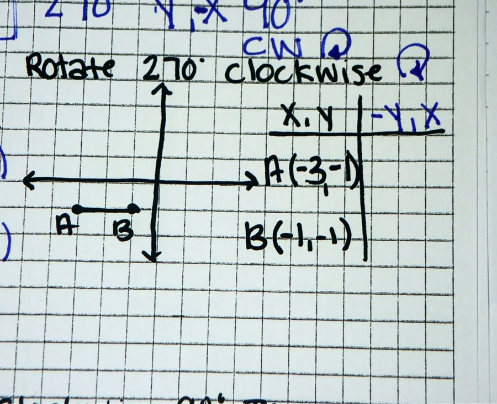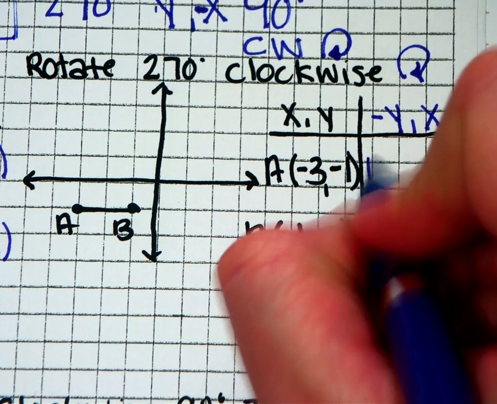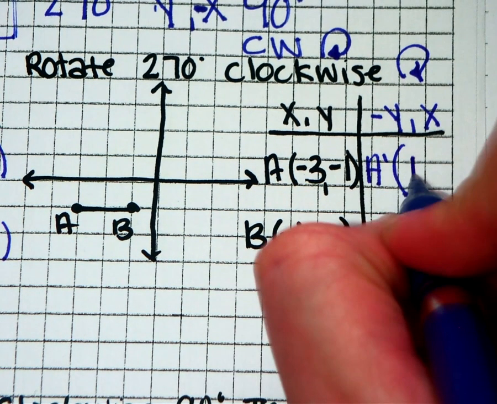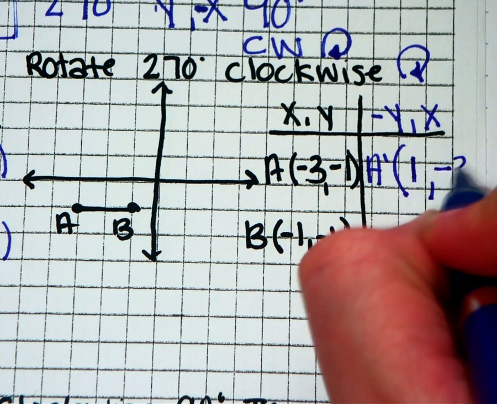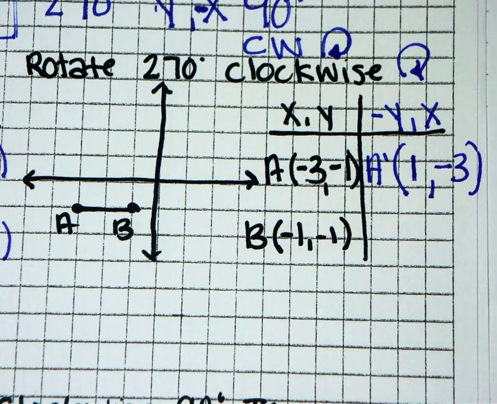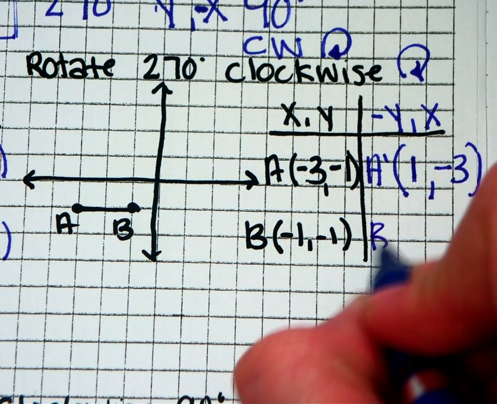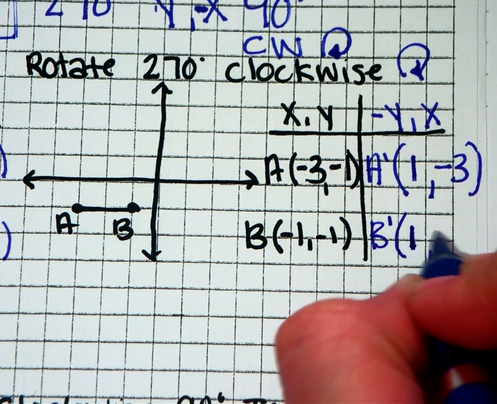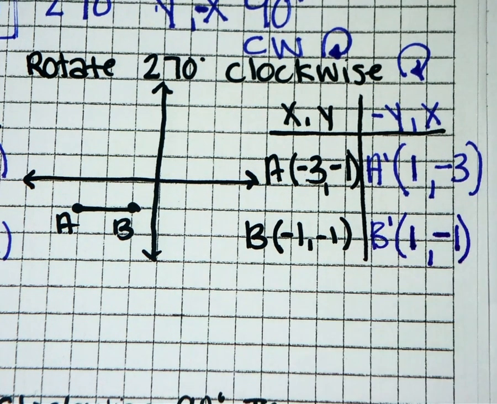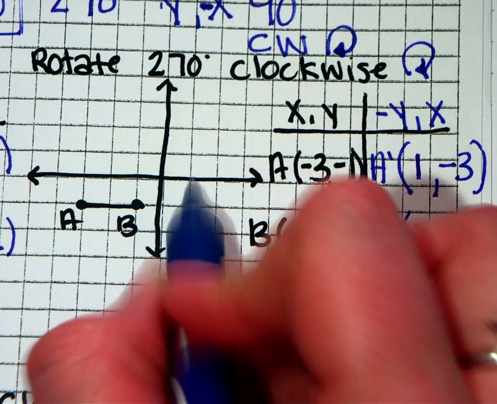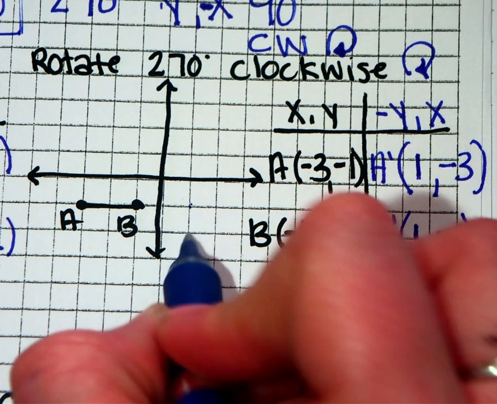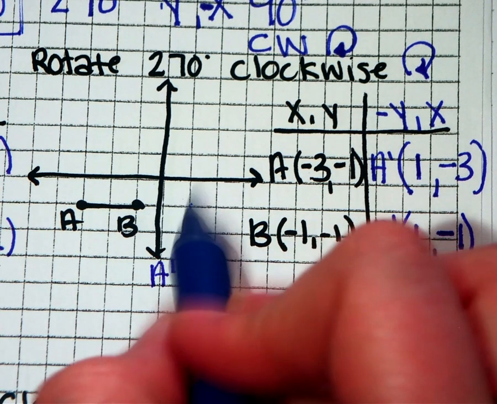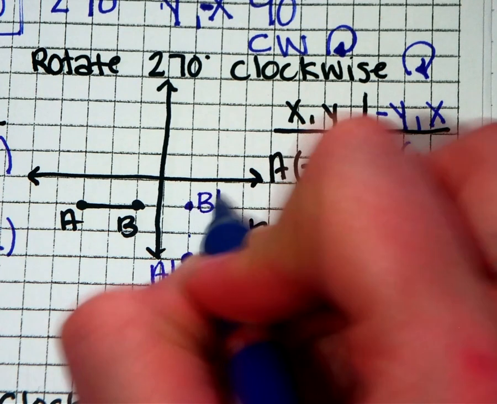So A prime, and I don't know if I have a lot of space here, let's go. A prime, I'm going to move the negative 1 to the front and change it, and I'm going to move my x value of negative 3 to the end and keep it negative. B prime, I'm going to move my negative 1 to the front and change, move my x to the end and keep it the same. Let's go ahead and graph. So 1, negative 3, 1, 1, 2, 3. That's A prime. And then 1, negative 1 is B prime.